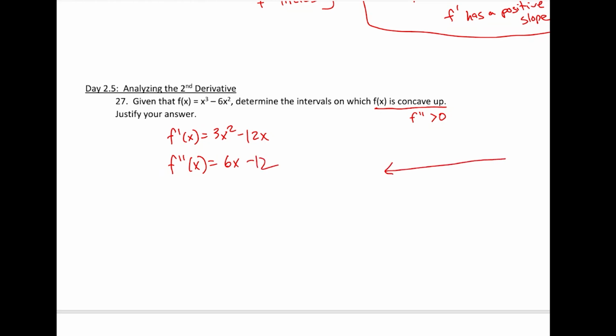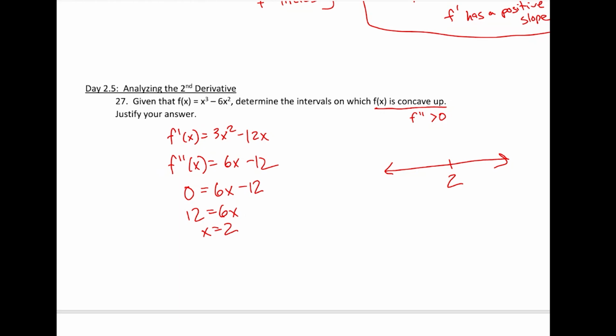So on our sign chart, we're looking for the sub-critical values, which is where the second derivative is equal to 0, and there's only one of them. It's going to be at x equals 2. So if there is a point of inflection, it's going to happen at x equals 2. You only have a point of inflection if you have a sign change here. So if there's no sign change, there's no point of inflection. Now, this isn't asking for a point of inflection, but you'd go through the same process.